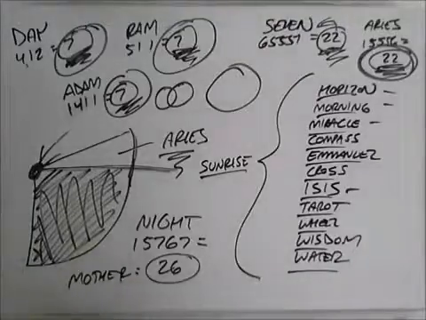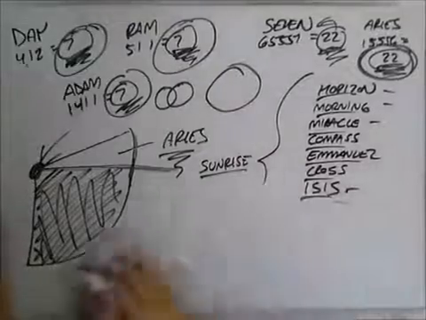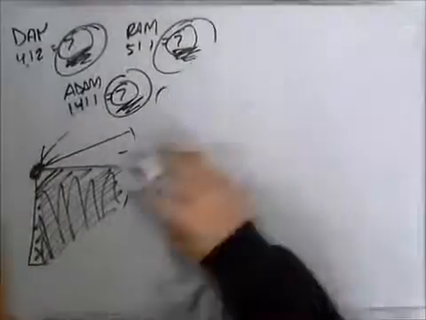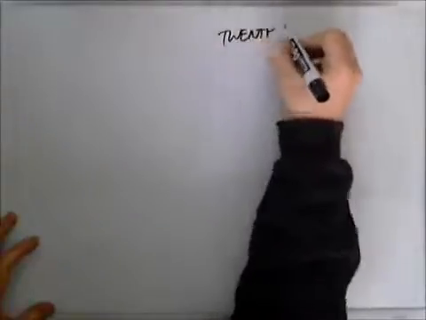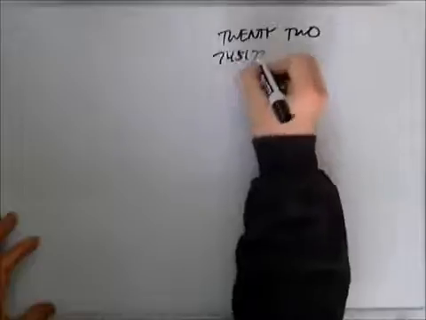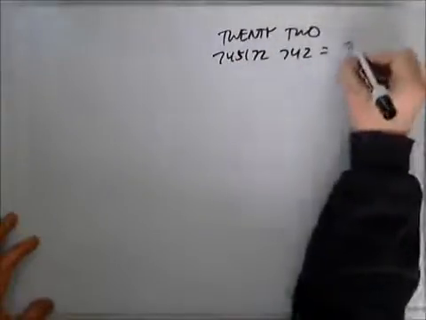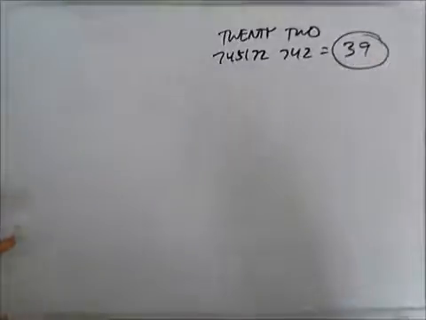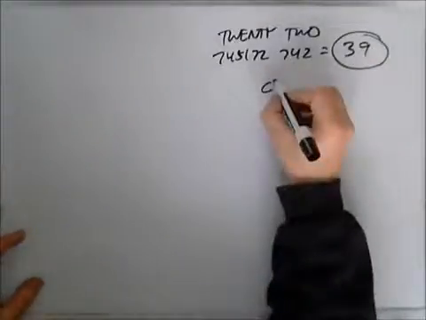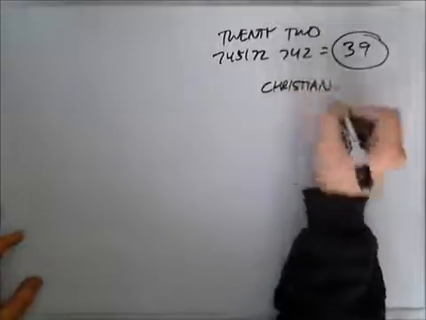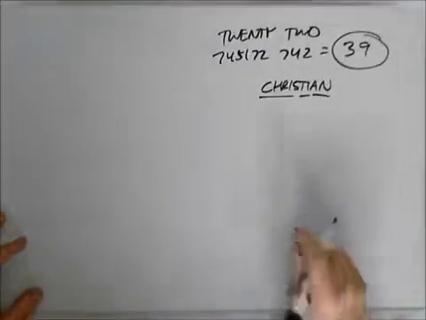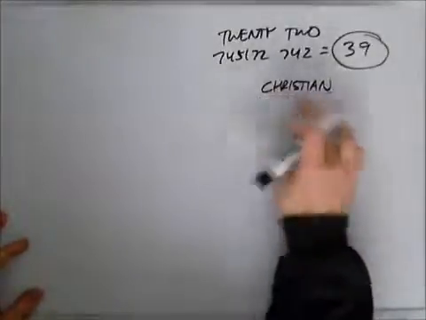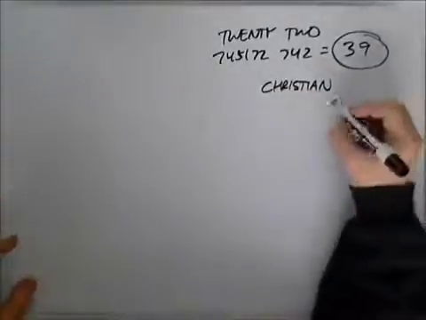So why is 22 extra important? Hopefully everybody gets that. We do the numerical equivalence of 22. This is 7451727 742. This equals 39. Why is 39 important? Well, Christian. Being a Christian is nothing more than saying Christ, I am. I am Christ. That's what it's saying. The kingdom of God resides in you. That's what it's saying. Christian equals 39.